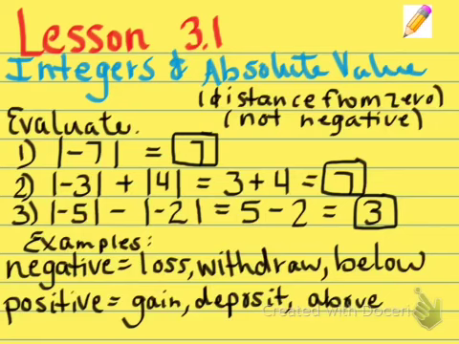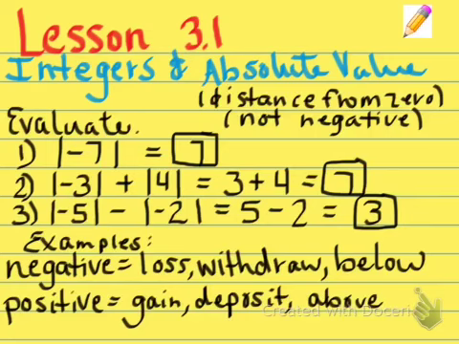Absolute value of -5 is 5. Absolute value of -2 is 2. Now your problem is, what's 5 minus 2, which is obviously 3. Don't make these problems hard. These are easy points to get on your test.